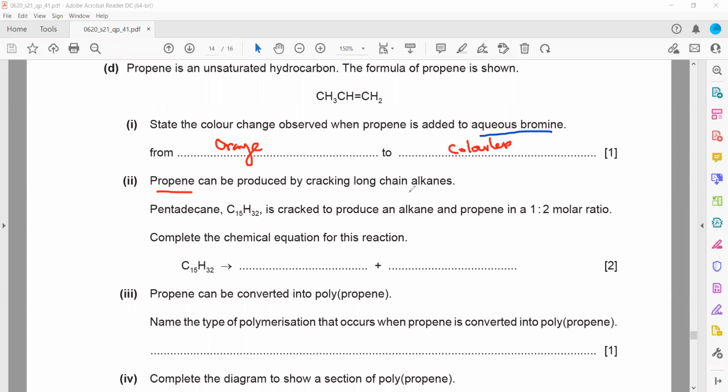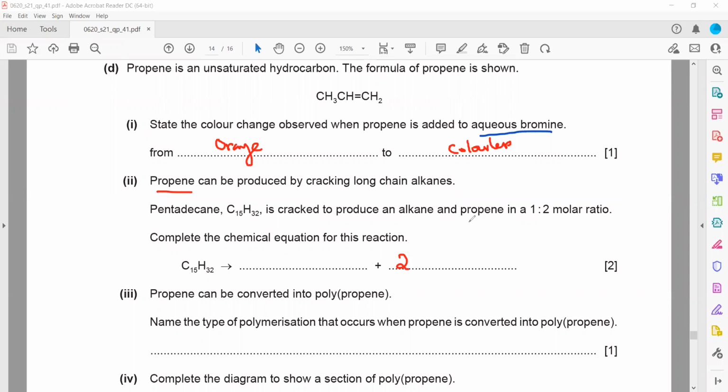Propene can be produced by cracking a long chain alkane. Pentadecane, which is C15H32, is cracked to produce an alkane and propene in the ratio of 1:2. Like it produced 2 moles of propene and the remaining alkane. We have to complete the equation.